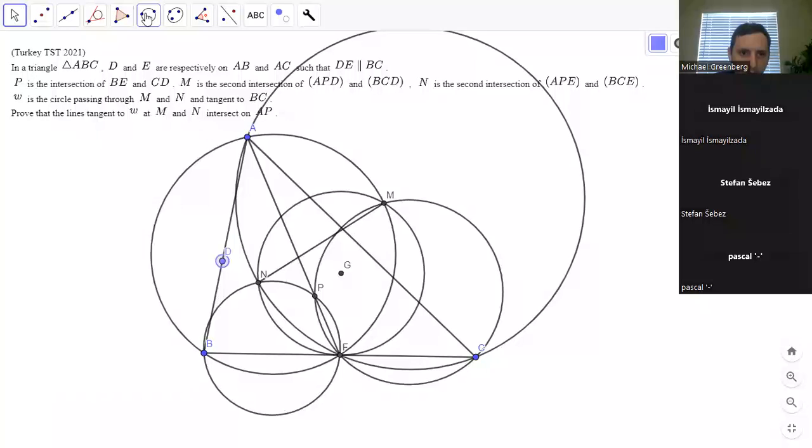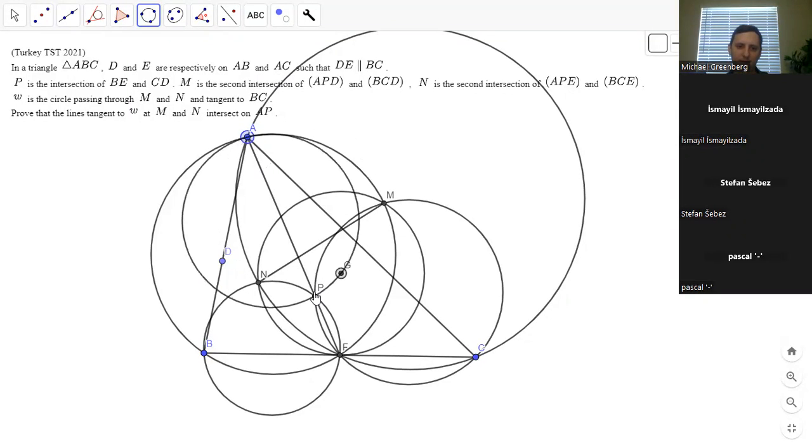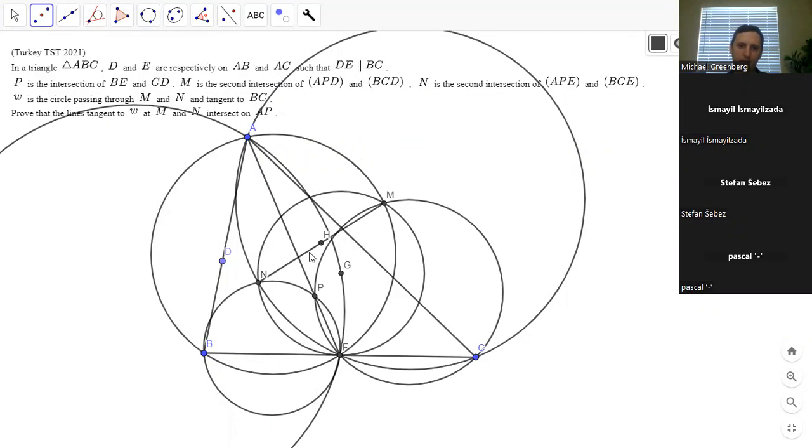Maybe GMAN is cyclic. Let's see. No. Does that pass through the midpoint of MN? Just guessing here. I should stop just guessing, but yeah.